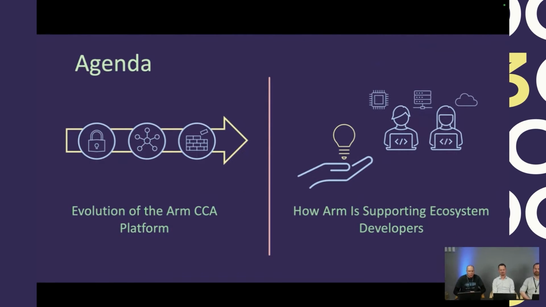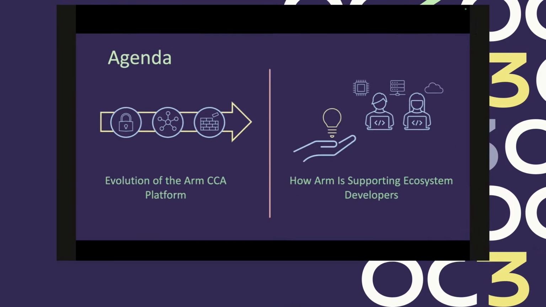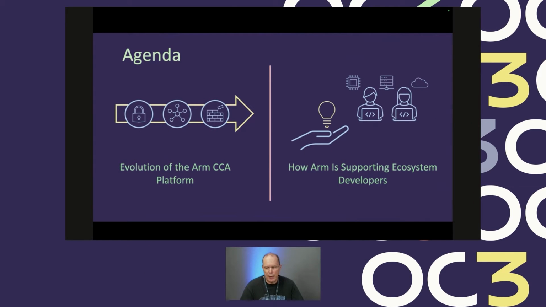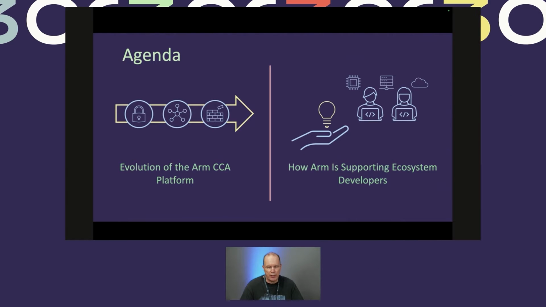Our session today is in two parts. In the first part of the presentation, Gareth is going to take us through the evolution of the ARM CCA platform. So he's going to give us an overview of the architecture and its components, and he'll be talking about the technical roadmap and describing the features that are being added incrementally in firmware. And then in the second part of the presentation, Nicholas and I will talk about how we want to support and engage with developers in the ecosystem so that this technology is ready to be successfully deployed as soon as CCA-enabled systems start to become available.